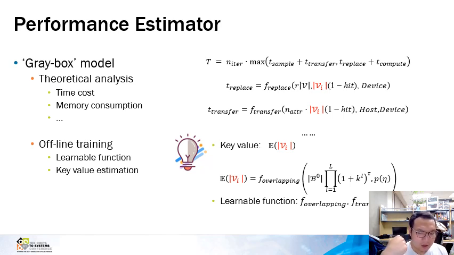The Vi is the mini batch size. So we view it as a key value, and the formula of the minibatch size can be presented as this, as we can see in the slide. The f overlapping is the so-called learnable function, indicating the overlapping among different minibatches. However, the overlapping is hard to express as a precise function, so we take a black box model to estimate it.